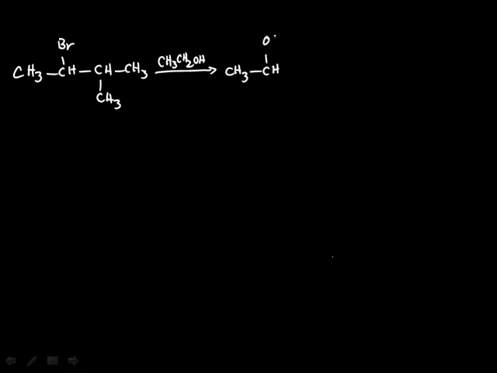Some SN1 reactions give very unusual mixtures of products. An example could be a reaction which starts with this branched alkyl bromide, and when exposed to ethanol, two products can be isolated. One is the expected product, where bromine is simply replaced with ethanol.